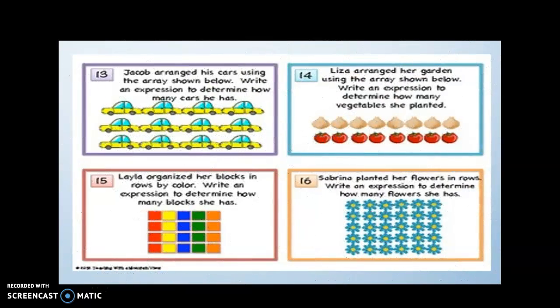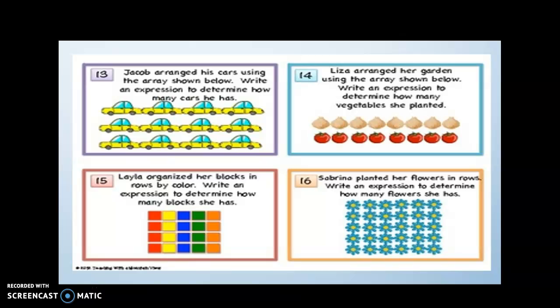So now we are going to answer some multiplication questions as a class. Again, I need you to please raise your hand. All right, that was our timer. We are going to start. The first question is, Jacob arranged his cars using the array shown below. Write an expression to determine how many cars he has.